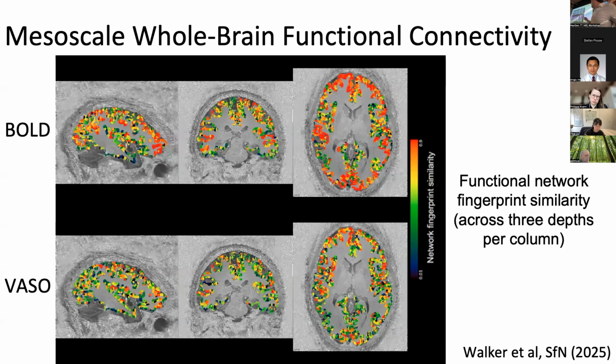One thing we did see that was interesting was that if you look at the similarity of the networks across depth, there's a lot of similarity across depth in BOLD, but in VASO, there's a lot more heterogeneity. So it seems like different depths might be connecting to other parts in different ways, which is something that we'd be really interested to dig into and see what we can get from VASO with that.